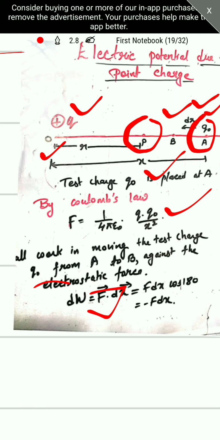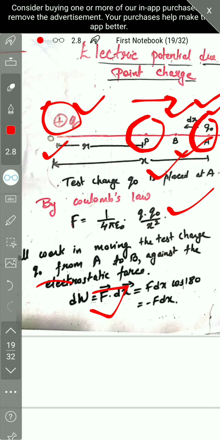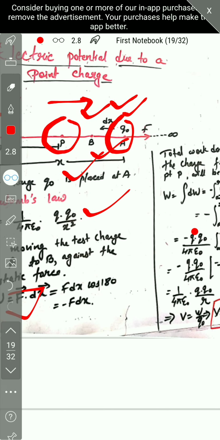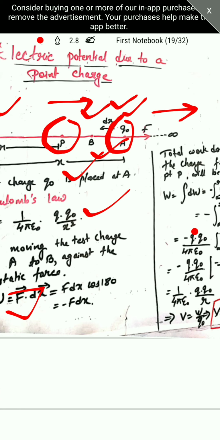The force exerted on Q0 due to this plus Q charge will be a repulsive force. As you can see here, the force is in this direction, while the displacement is in this direction, so both are opposite to each other. That is why theta is 180 degrees, or we can write this equal to minus F dx. This is the small work done.